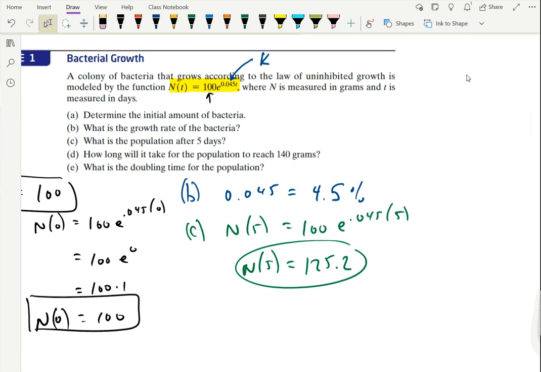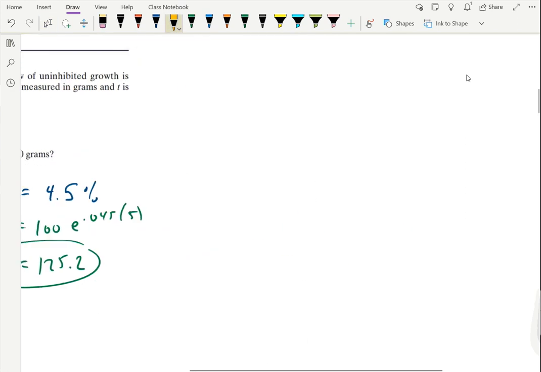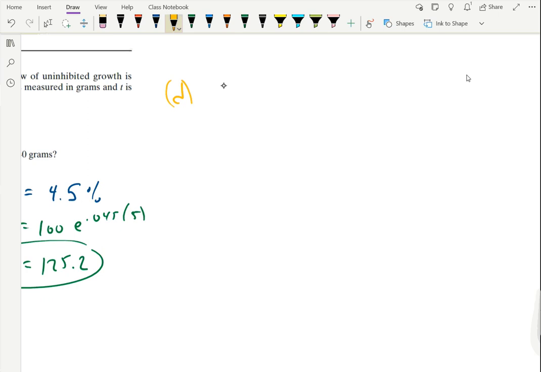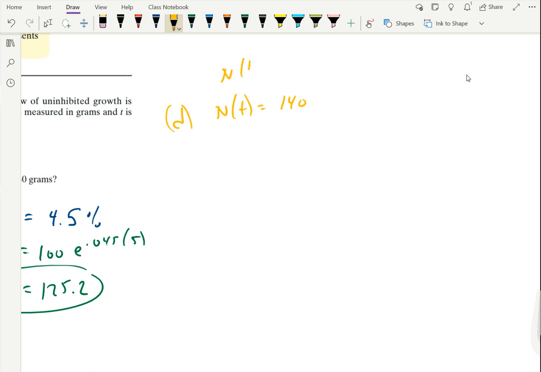Let's take a look at letter D. How long will it take the population to reach 140 grams? Now what we're asking, changing this up a little bit on part D, is that I don't know what the time is, but I want my number of cells to be 140. So if N of t originally was 100 e to the 0.045t, and I want N of t now to be 140, then I have 140 equals 100 e to the 0.045t.